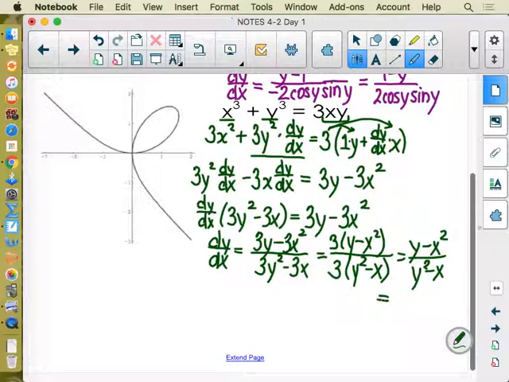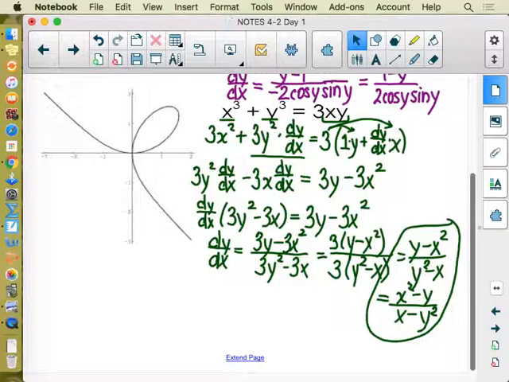If you moved everything to the opposite sides, then yours could be, and it would be fine, x squared minus y over x minus y squared. Either form of the derivative would be fine.